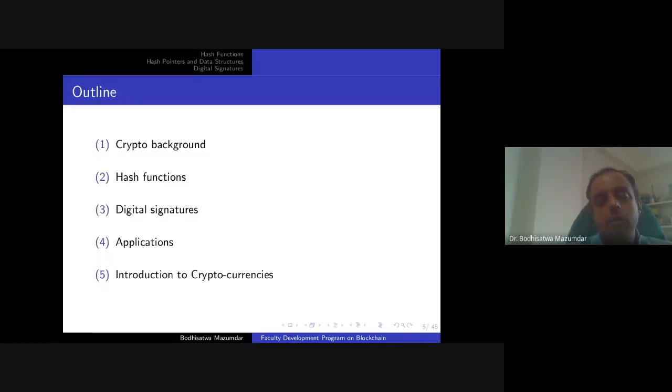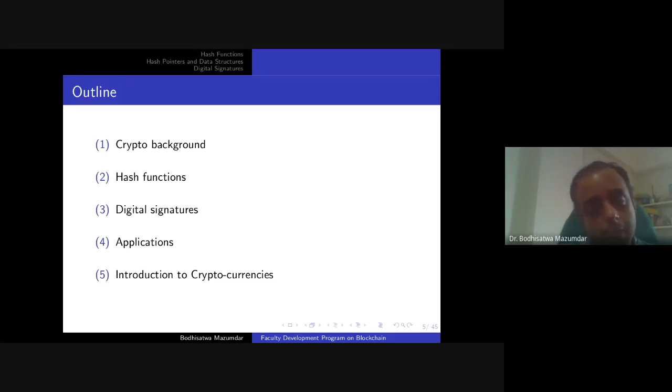In this lecture we'll see certain aspects of cryptography, certain background of cryptography, and how they are applicable to blockchain systems. Then we'll see two major cryptographic primitives. First is hash functions: how are hash functions applicable to a blockchain system? Then we'll see digital signatures, and the applications of both hash functions as well as digital signatures to a blockchain system. And then we'll see some examples of cryptocurrencies.